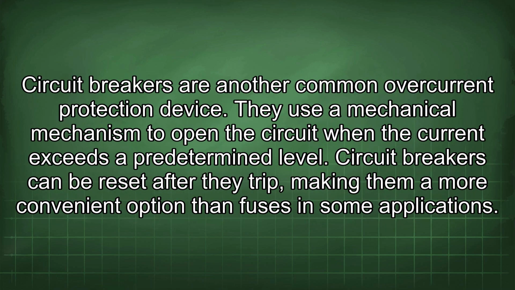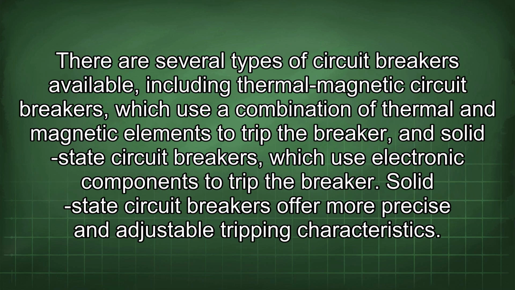Circuit breakers are another common overcurrent protection device. They use a mechanical mechanism to open the circuit when the current exceeds a predetermined level. Circuit breakers can be reset after they trip, making them a more convenient option than fuses in some applications. There are several types of circuit breakers available, including thermal magnetic circuit breakers, which use a combination of thermal and magnetic elements to trip the breaker, and solid-state circuit breakers, which use electronic components to trip the breaker. Solid-state circuit breakers offer more precise and adjustable tripping characteristics.